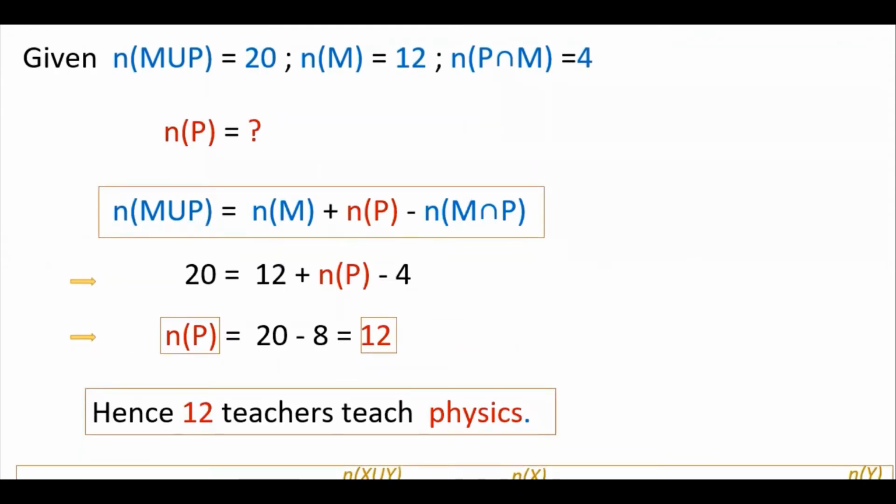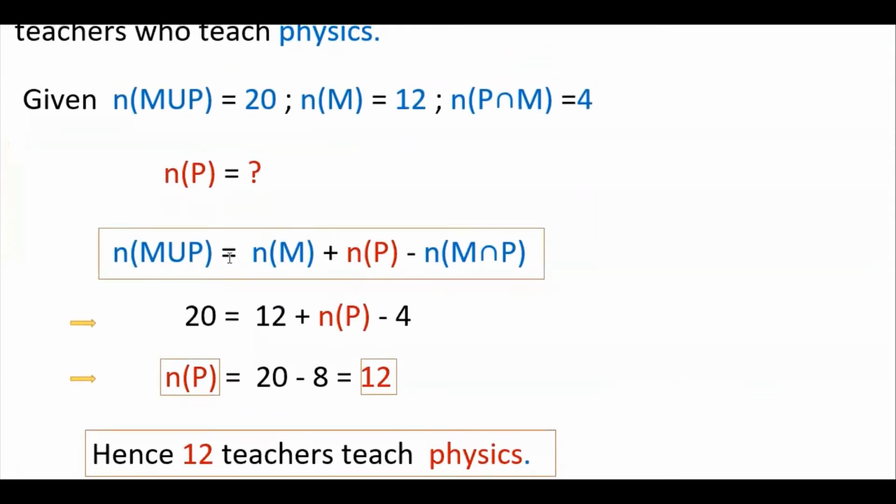Now, we know that n of M union P is equal to n of M plus n of P minus n of M intersection P. Here you have to find n of P value. Remaining values are already given here. So substitute these values here. You will get n of P is equal to 12. Hence, 12 teachers teach physics.